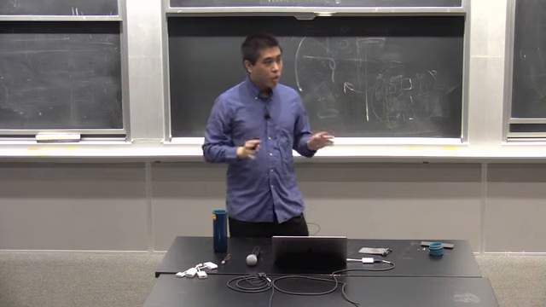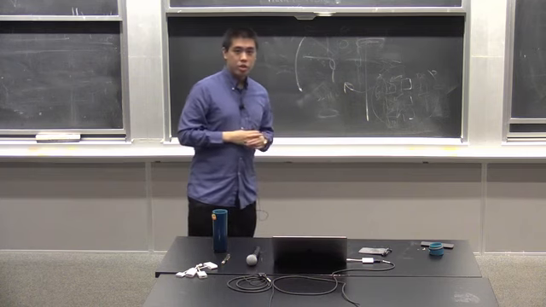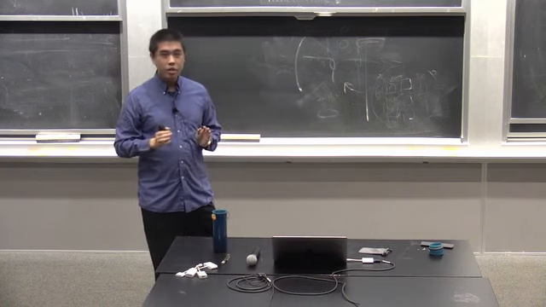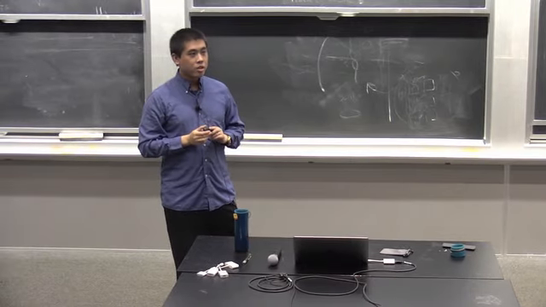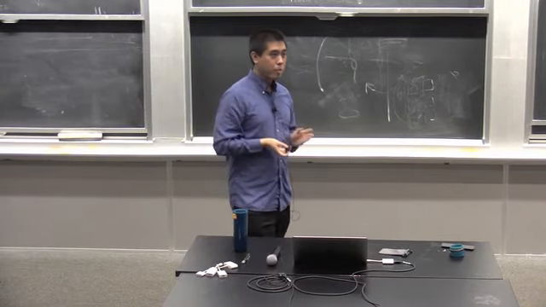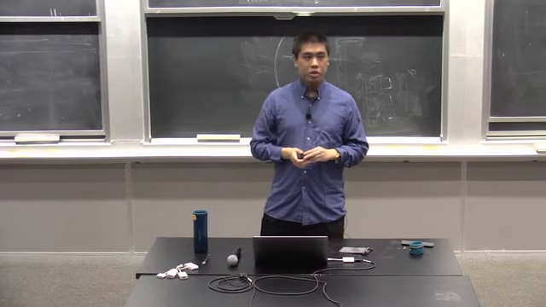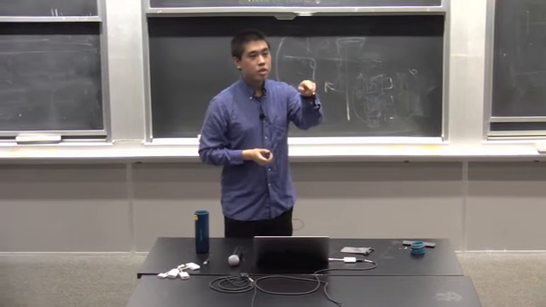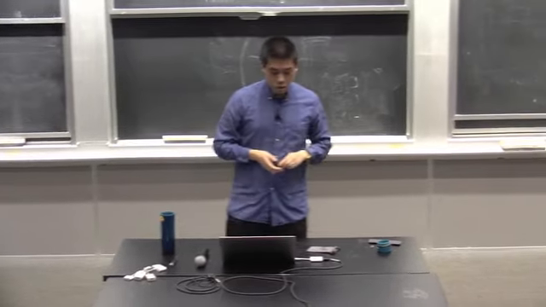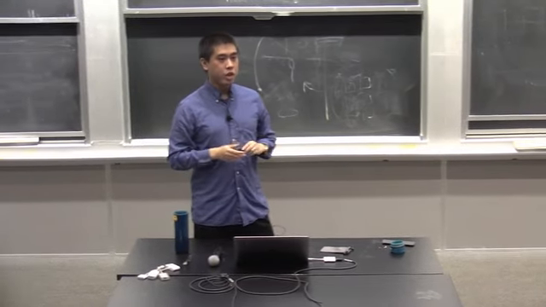However, this isn't always going to be the most compact representation. Does anyone see why? Why might the dense representation sometimes take less space? Yeah, sorry. Less space or more space? Why might the dense representation sometimes take less space?